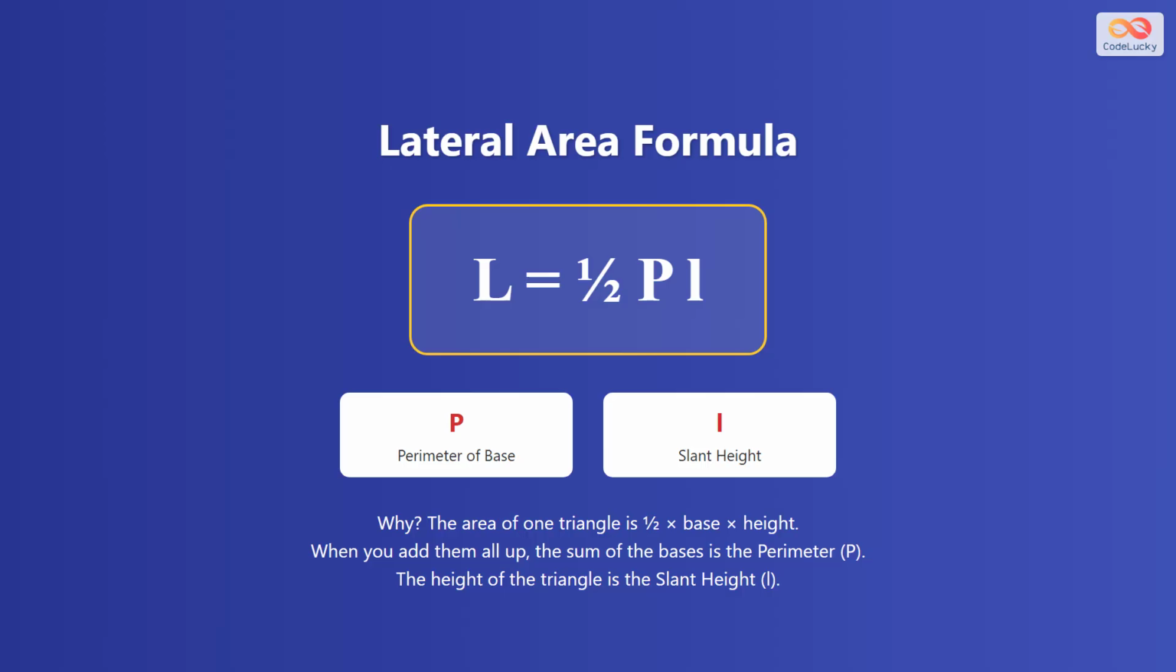So, how do we find the area of all those triangles quickly? The formula is 1/2 times P times L here. P stands for the perimeter of the base, and L is that slant height we just talked about. This shortcut works because it sums up all the triangle areas at once.